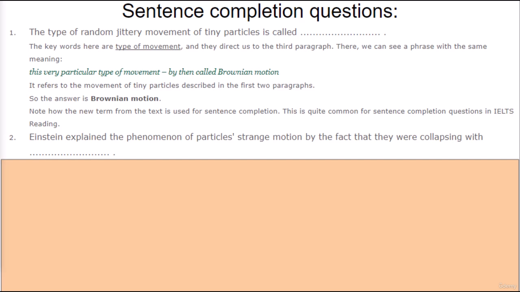This very particular type of movement, by then called Brownian motion, it refers to the movement of tiny particles described in the first 2 paragraphs. So the answer is Brownian motion. Note how the new term from the text is used for sentence completion. This is quite common for sentence completion questions in IELTS reading.